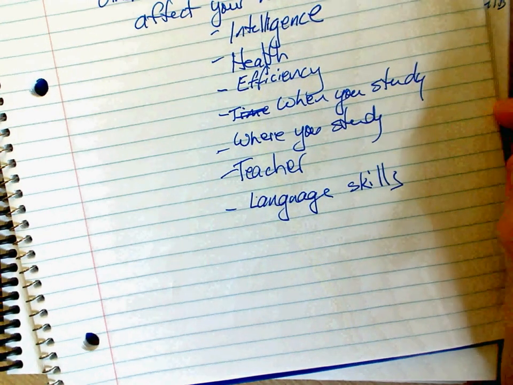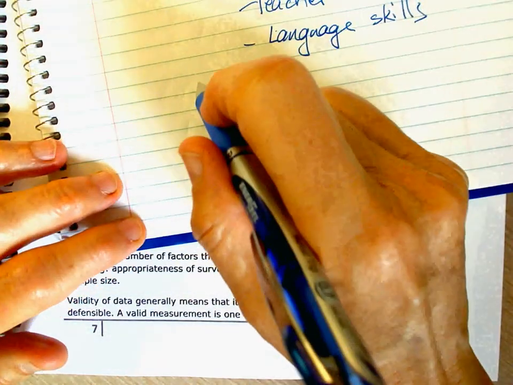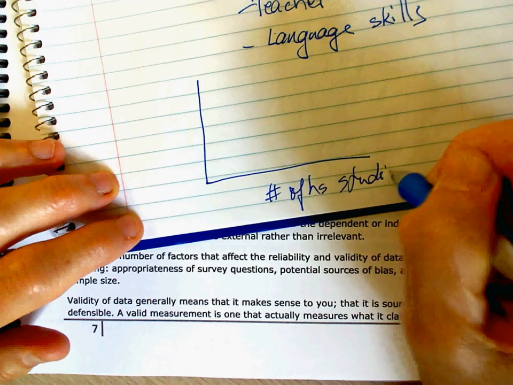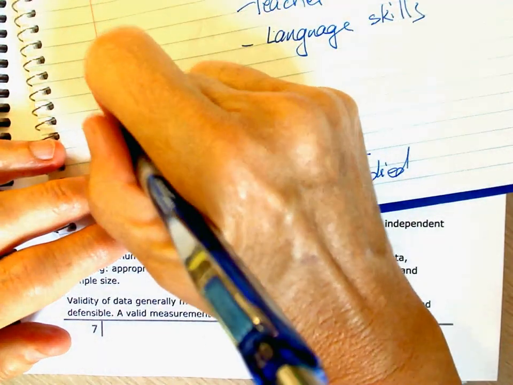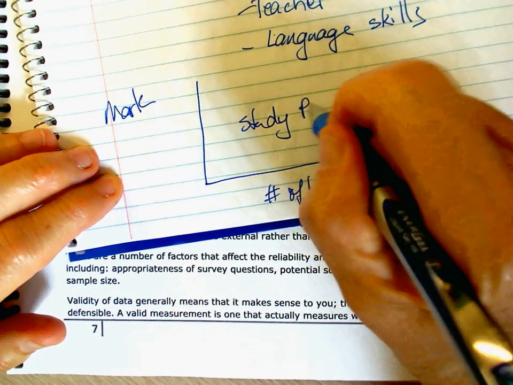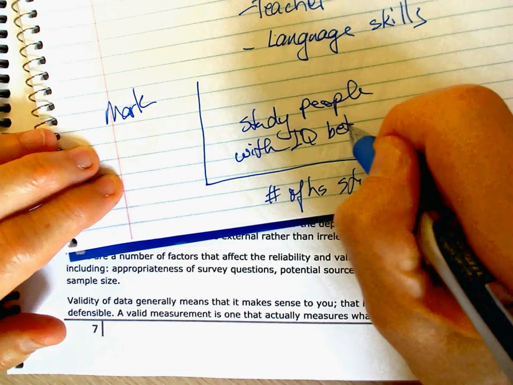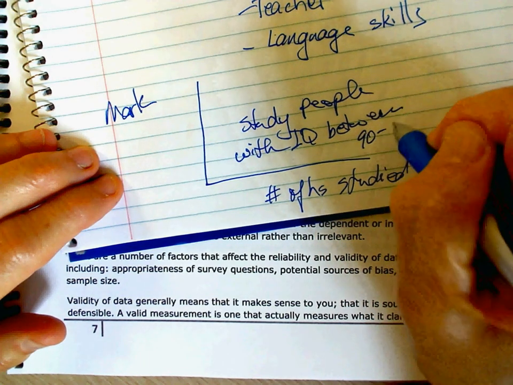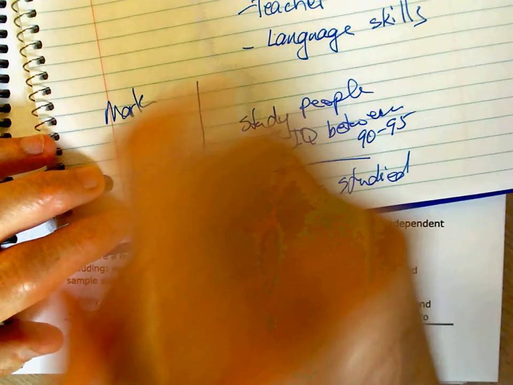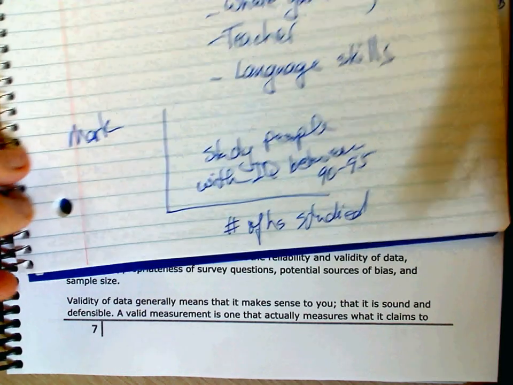Okay, so how could we maybe control some of this? So you might do a study on number of hours studied. Like what if you want to control intelligence? You might only study people with IQ between, I don't know, 90 to 95 as an example. That way you have a certain group of people with the same intelligence, approximately, right?